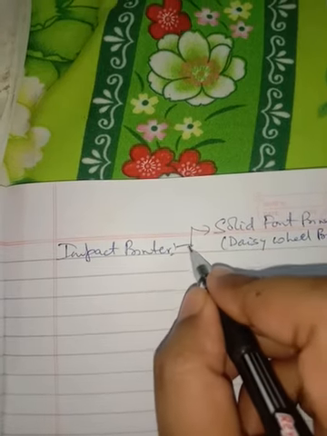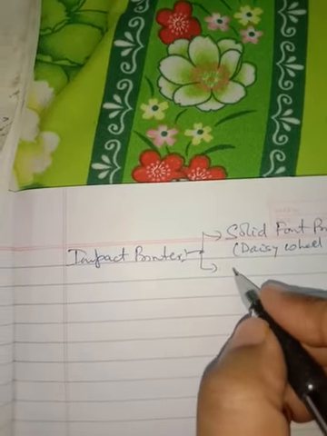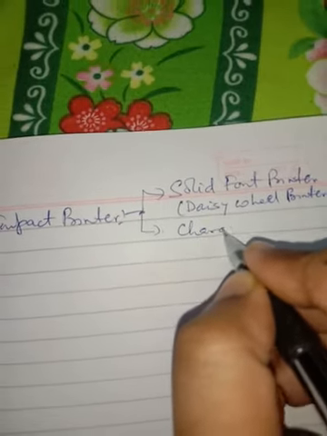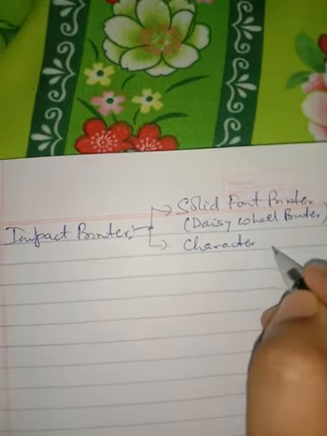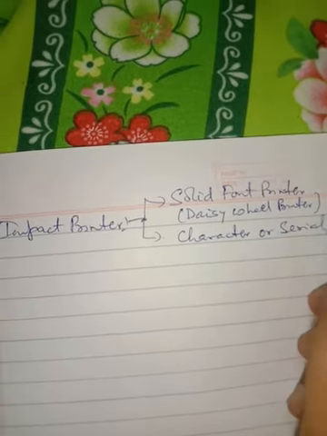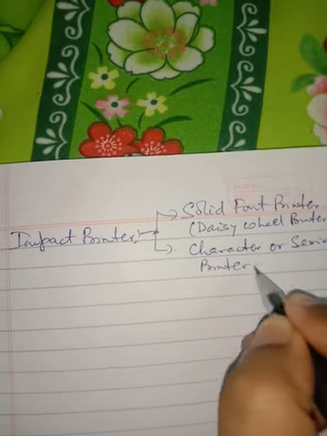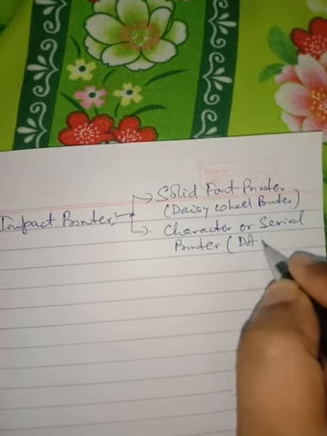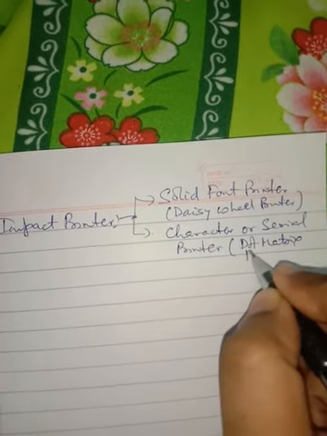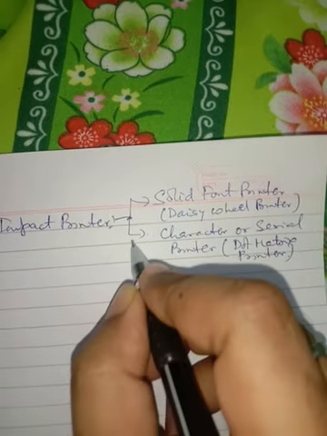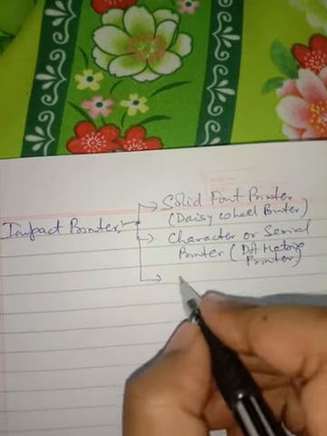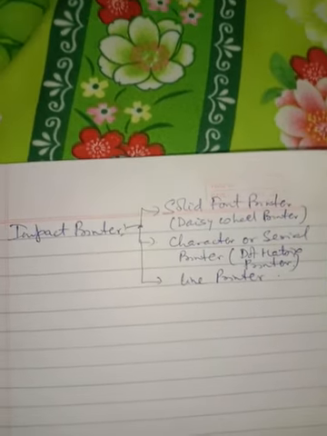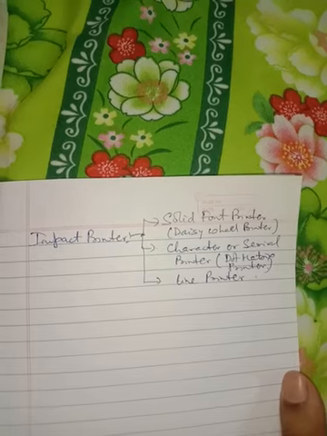The second type of impact printer is the character or serial printer. An example of it is the dot matrix printer. And the third type of impact printer is the line printer. So these were the three types of impact printer.